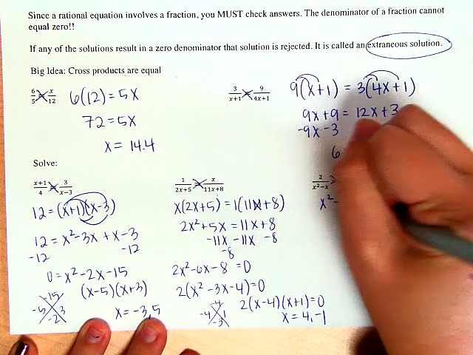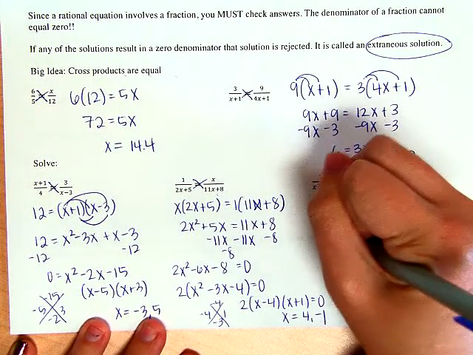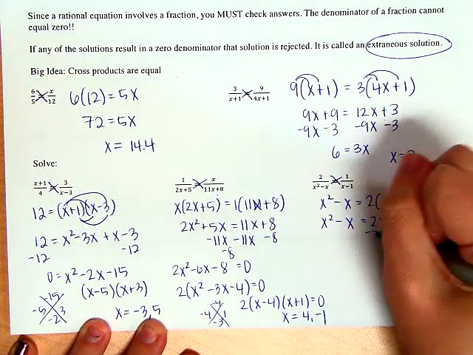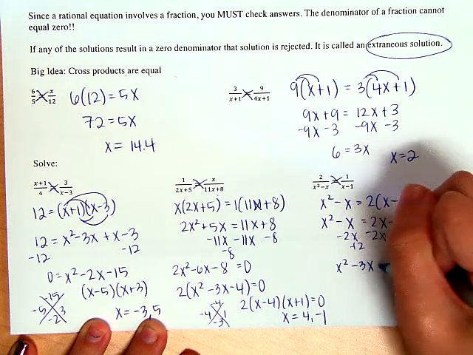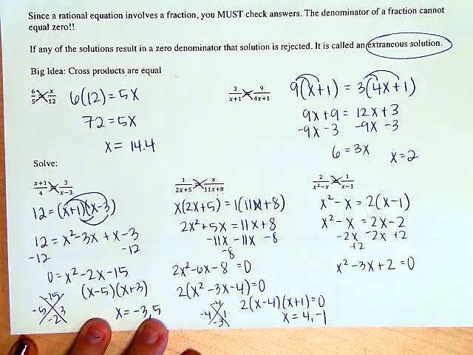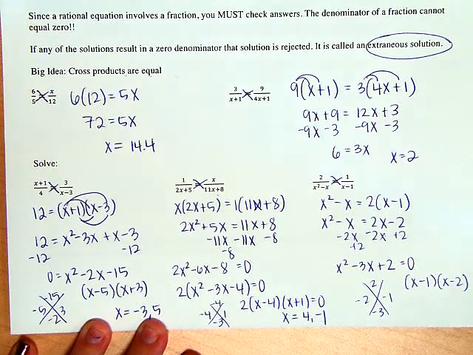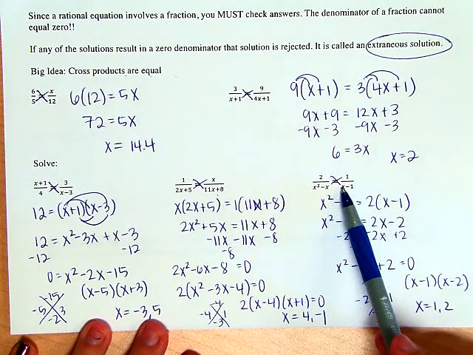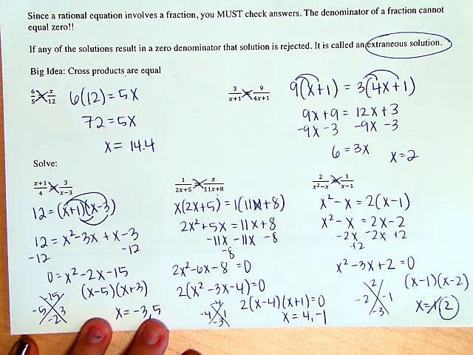Cross multiply here, we got x squared minus x equals 2 times x minus 1. Distribute. And then combine everything to one side. x squared minus 3x plus 2 equals 0. What multiplies to be 2 and adds to be negative 3? Negative 2 and negative 1. So x minus 1, x minus 2. So x equals 1 and 2. Check to make sure. Oh, it looks like if you plug in 1 into here, 1 minus 1 gives me 0. So that is not an answer. This means just 2.